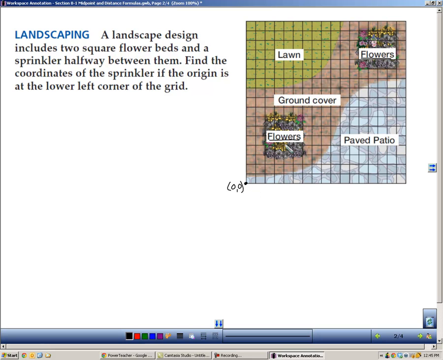So if we count, we can find the middle of this first flower bed is going to be the coordinate 4, 5. And then the middle of the second flower bed, if you want to count it, you can, but it's at 14, 13. So those are the 2 points where you can find the flower beds. Now to find the sprinkler that's between them, we're going to have to use the midpoint formula.